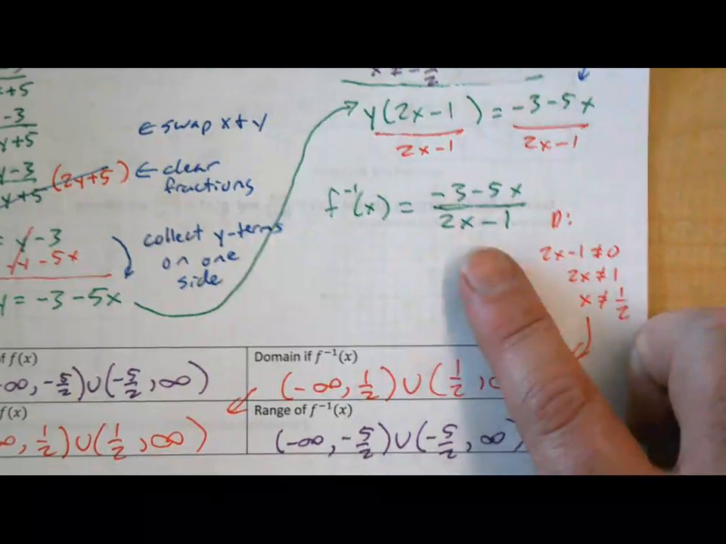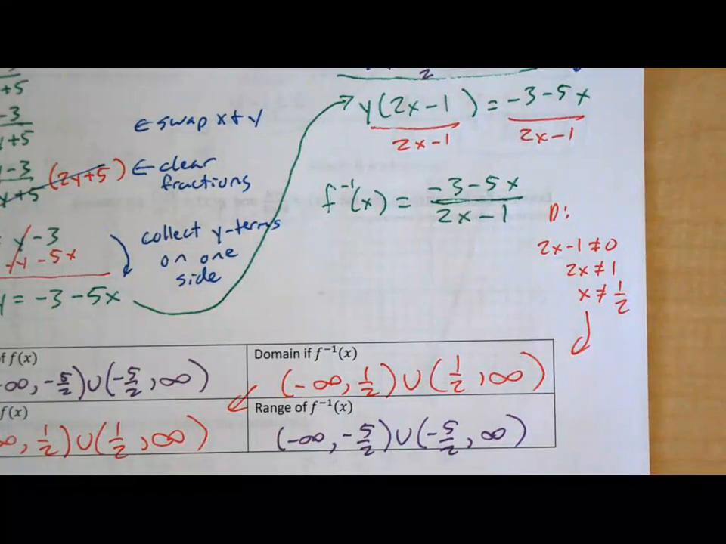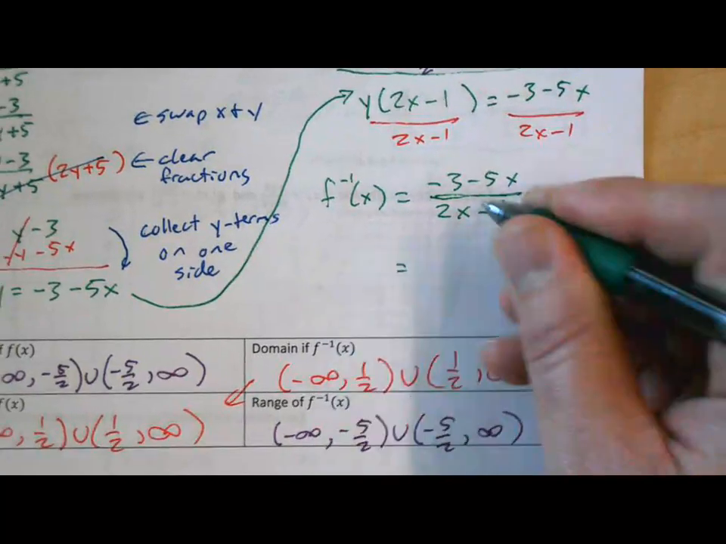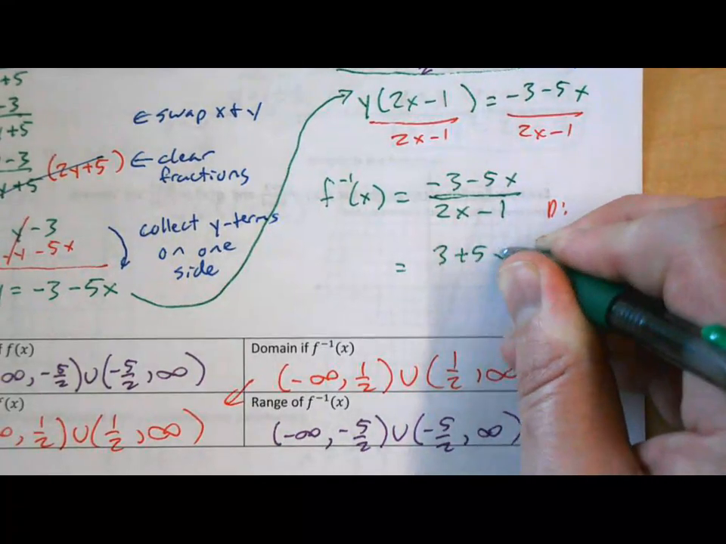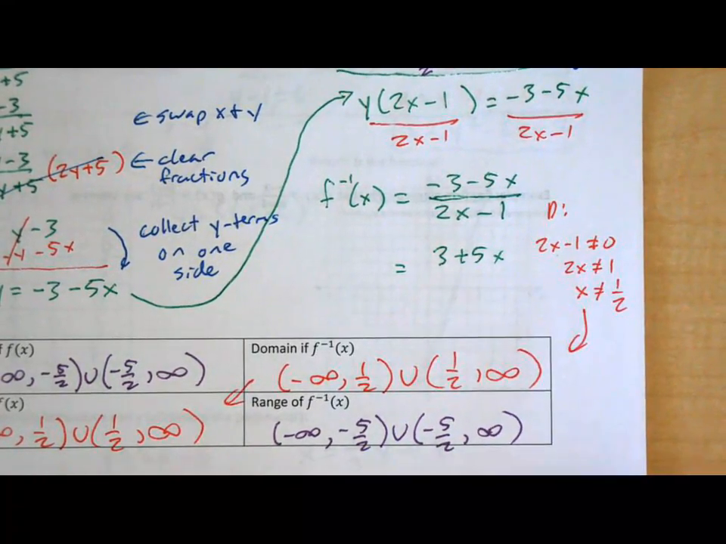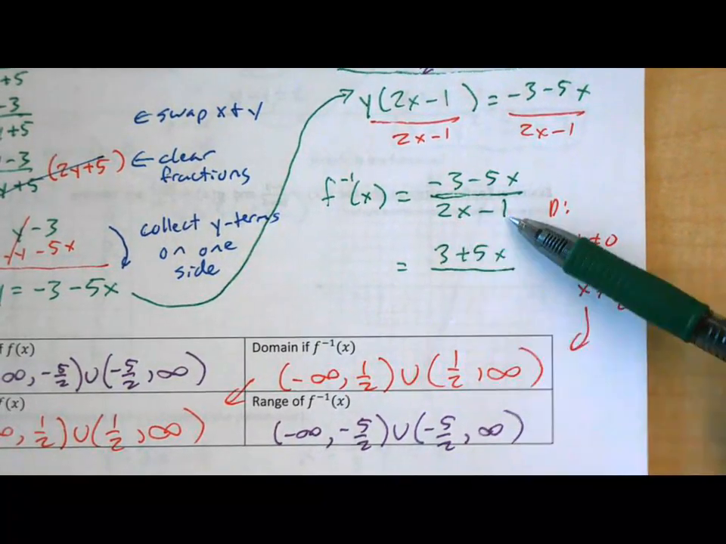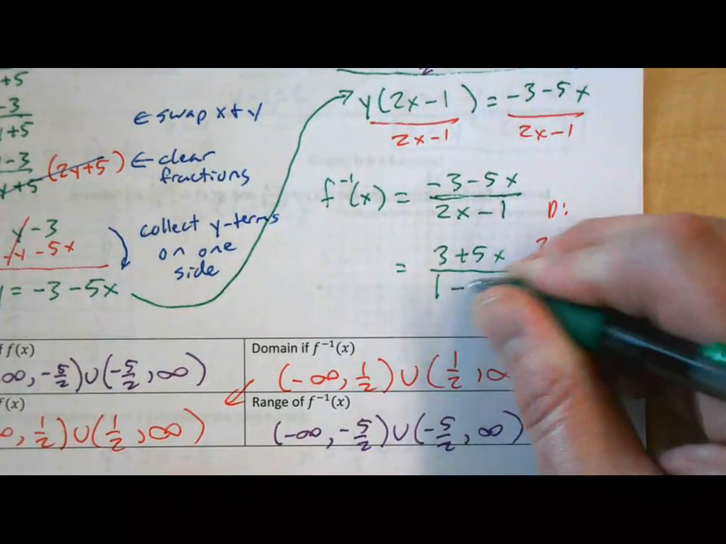If you looked in the back of the book and you saw a different answer, what I would encourage you to do is go ahead and factor a -1 out of the top and bottom of yours. If I factor a negative out of the top, it would just be 3 plus 5x, agreed? And the bottom would turn into what? The 2x would become negative and the 1 would become positive. So I would probably write that as 1 minus 2x.